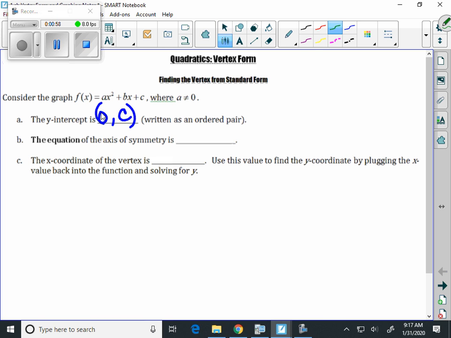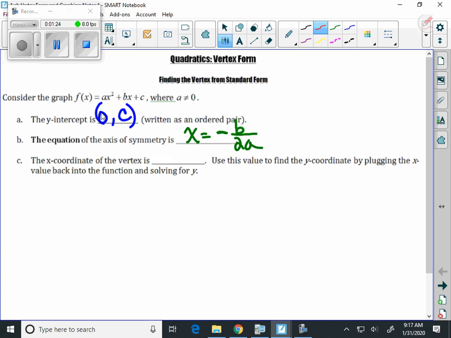The axis of symmetry has a formula. It's x equals the opposite. I'm trying to write that negative directly out in front of this fraction, which is negative b divided by 2a. The opposite of b over 2a. And then the x-coordinate of the vertex is that value.